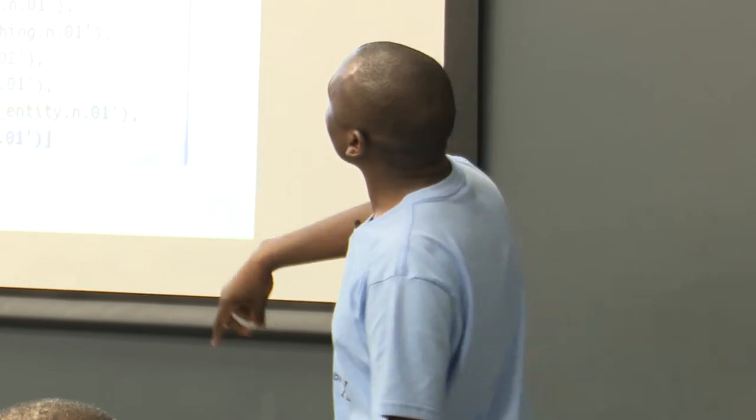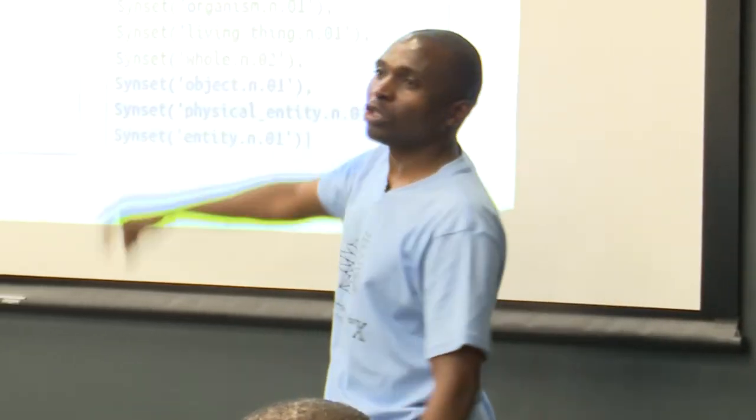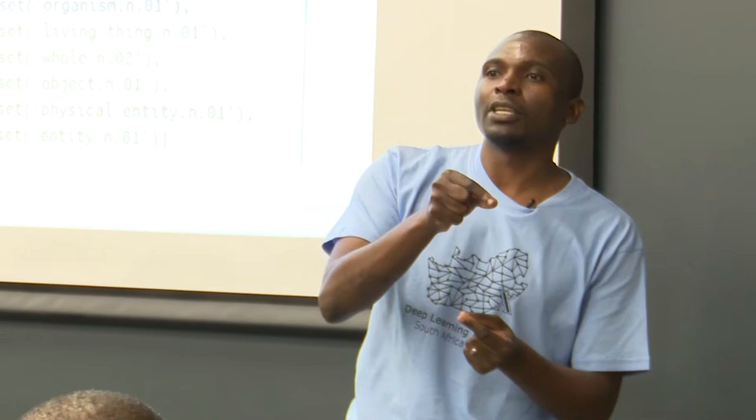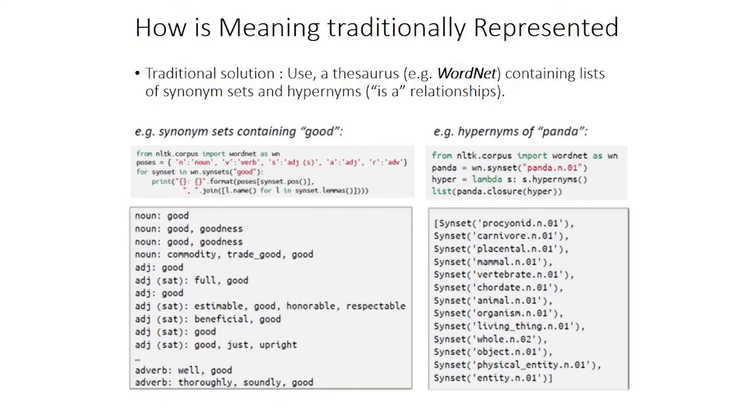Another concept which is used in a resource like WordNet is the concept of subsumption relationship. You want to know whether a concept is part of a given concept. So you might have the word panda, and you're taking sense one of the word panda. What are the super concepts, the hypernyms of the word panda? Then it lists all the different hypernyms that you have.